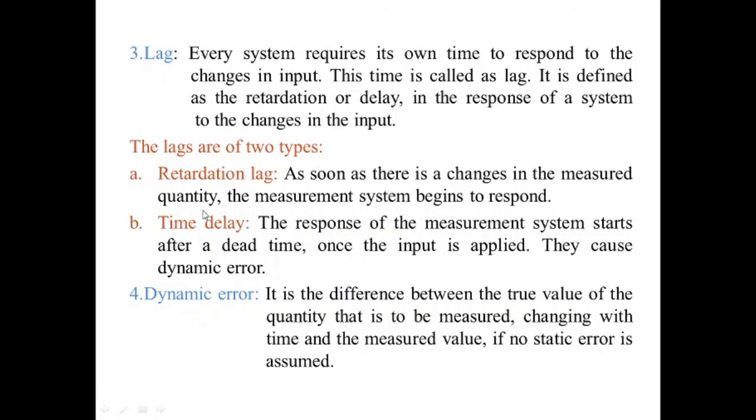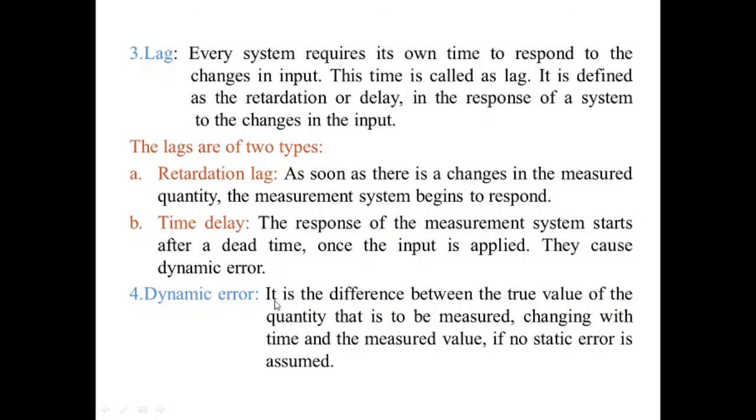We have two types of lag. One is the retardation lag, another one is the time lag. In retardation lag, as soon as there is a change in the measured quantity, the measurement system begins to respond. Time delay means the response of the measurement system starts after a dead time once the input is applied, and this causes dynamic error. I already explained what dead time is. If the system has a dead time, then automatically it leads to dynamic error in the system.